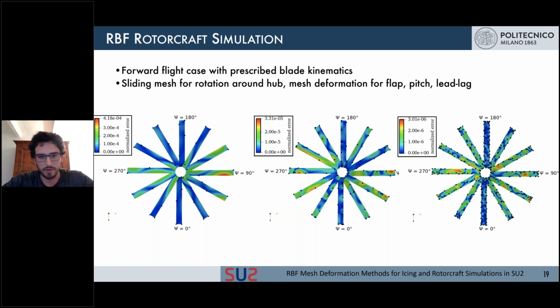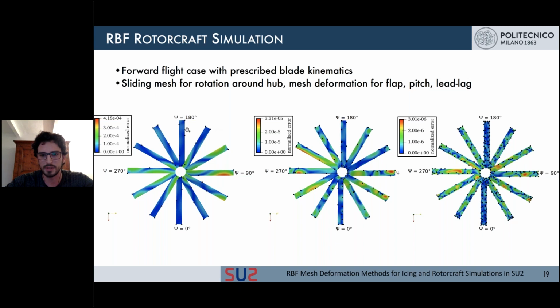So since we were having good results for FSI type deformations, we applied our RBF mesh deformation in a rotorcraft simulation. Here you can see the case of a forward flight with the prescribed blade kinematics, and we use a sliding mesh for the rotation around the hub, and we use mesh deformation to model the flapping, pitching, and lead-lagging movement. And here you can see this is a 2-blade rotor at different azimuthal angles.